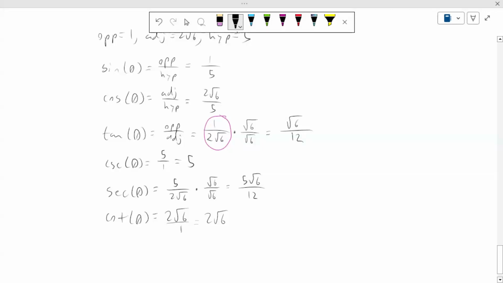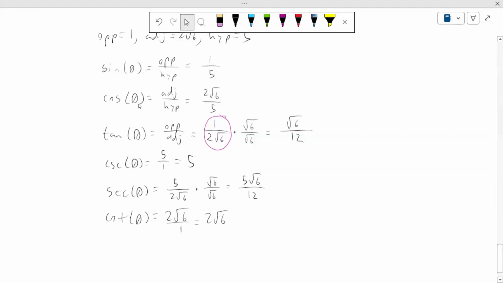Any questions on that? Any questions at all? All right. So there we have it. Sine of theta, cosine of theta, tangent of theta, cosecant of theta, secant of theta, and cotangent of theta.